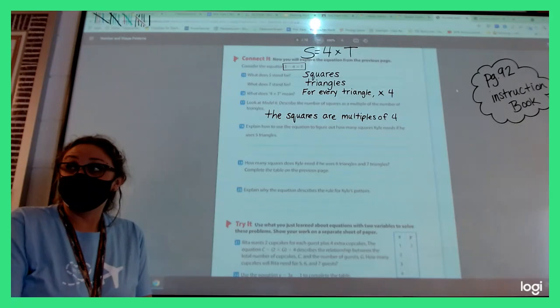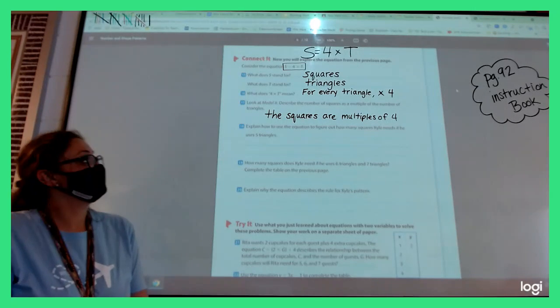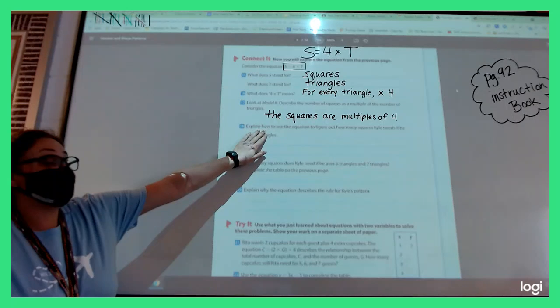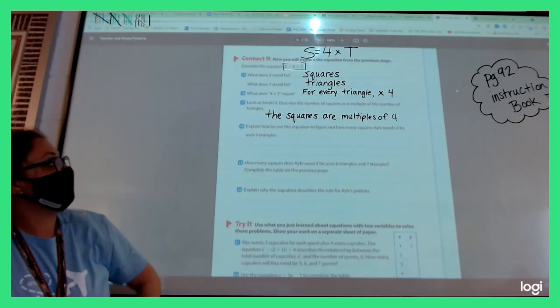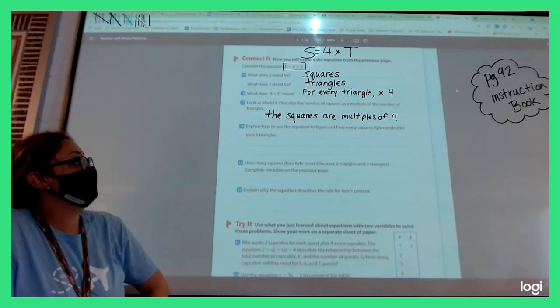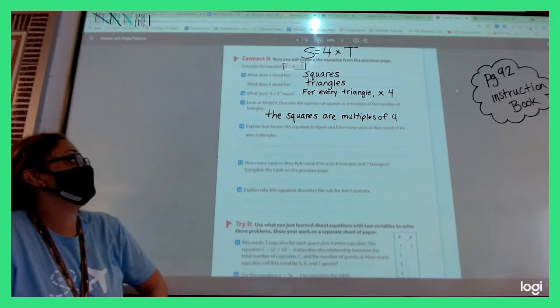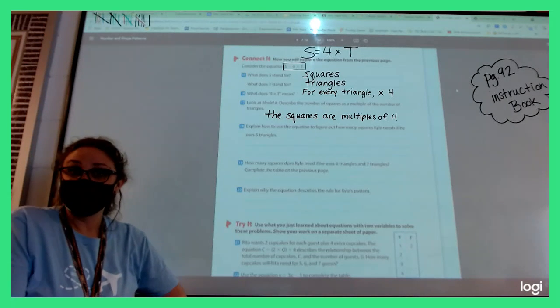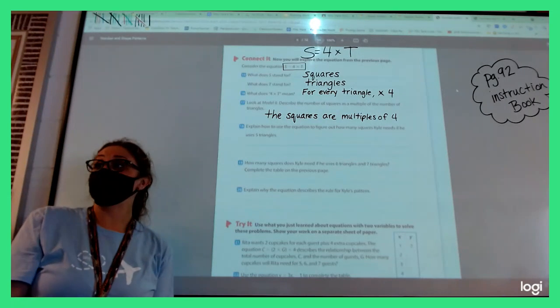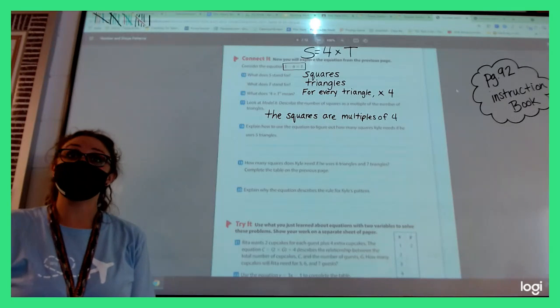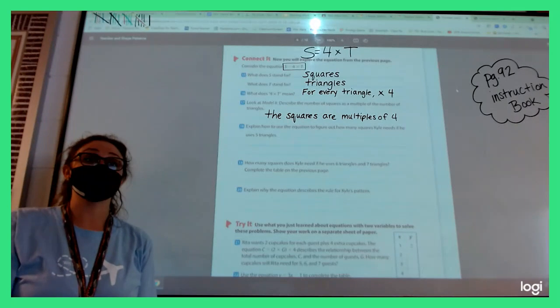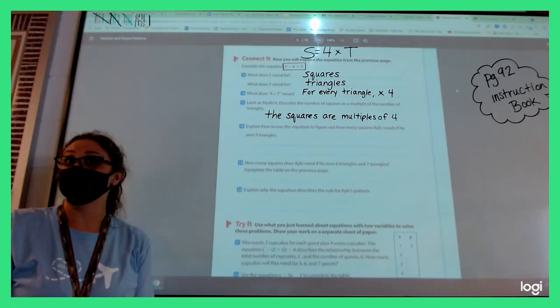All right, now we're going to actually do a problem. So pencils in your hand. It says explain. We're going to do it first. Explain how to use the equation to figure out how many squares Kyle needs if he uses 5 triangles. So if our triangle number is 5, how do I write my equation filling in my 5? I'd like to see like 12 hands.